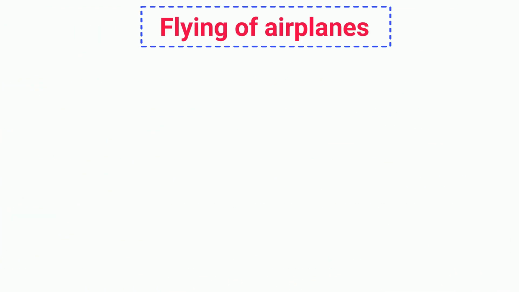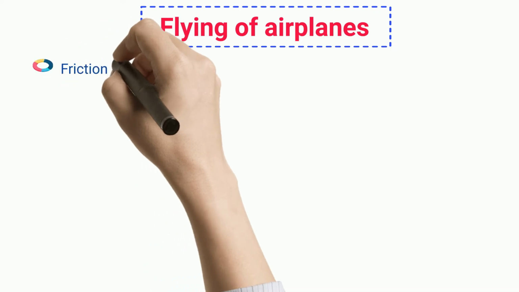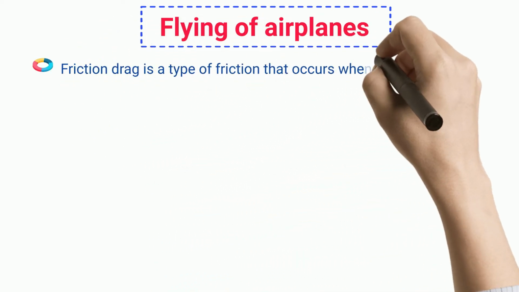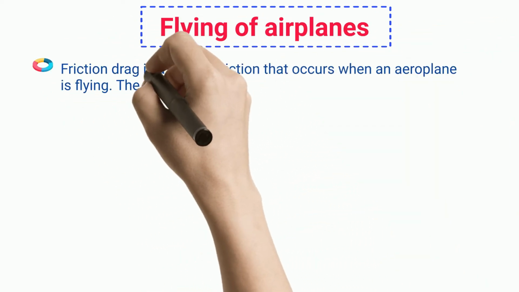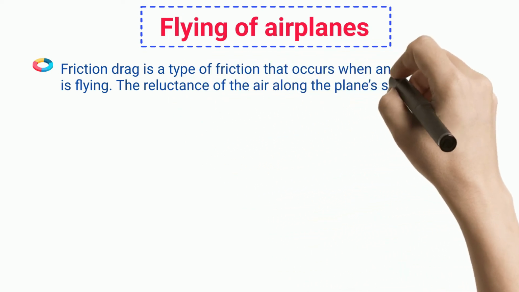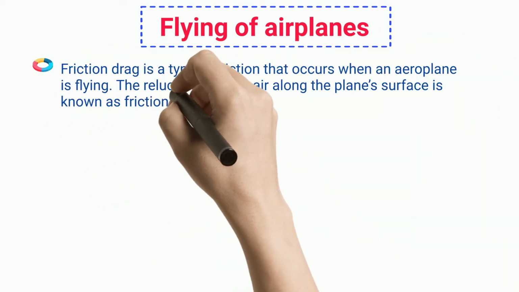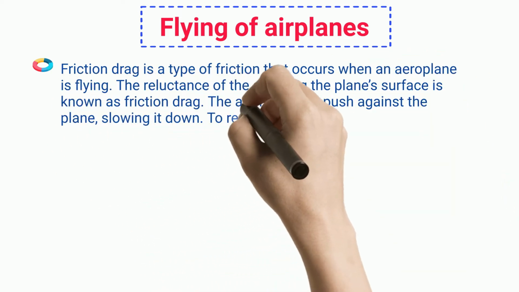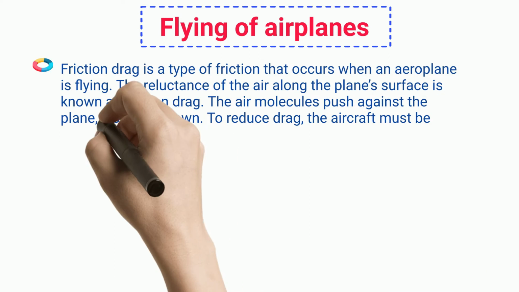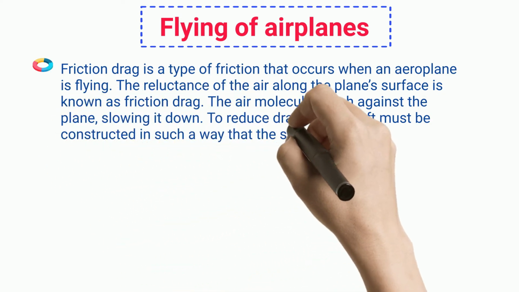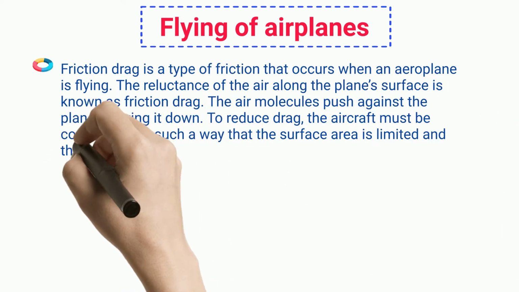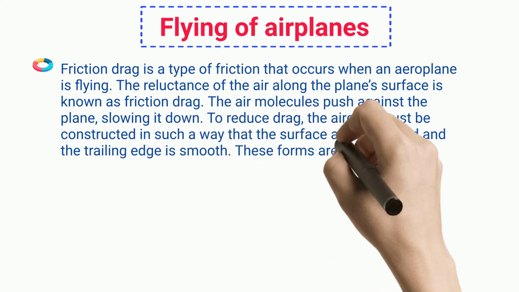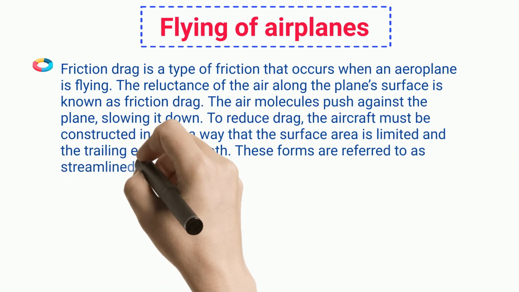Flying of airplanes. Friction drag is a type of friction that occurs when an aeroplane is flying. The reluctance of the air along the plane's surface is known as friction drag. The air molecules push against the plane, slowing it down. To reduce drag, the aircraft must be constructed in such a way that the surface area is limited and the trailing edge is smooth. These forms are referred to as streamlined or aerodynamic.